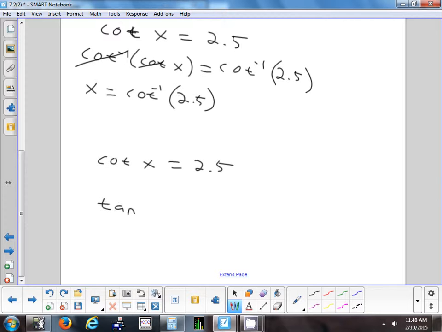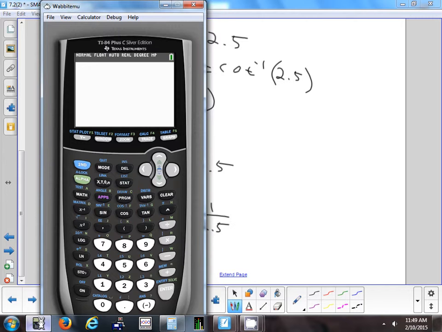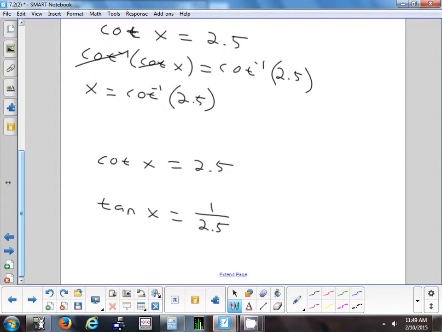The way we're going to do it, if you have the answer to the cotangent and you flip it, now you have the answer to the tangent. That's a reciprocal identity. Now I've got an equation that I can get x by itself using an inverse trig function that I actually have a button for. Okay? So now let's take inverse tangent of each side. And inverse tangent.